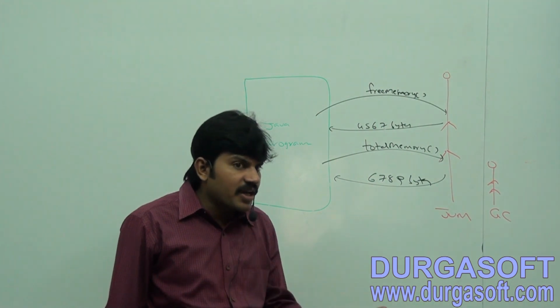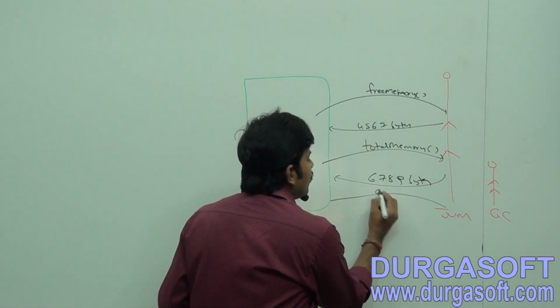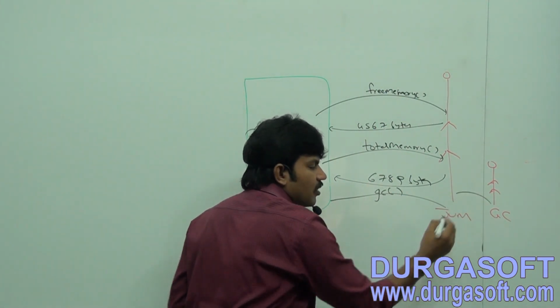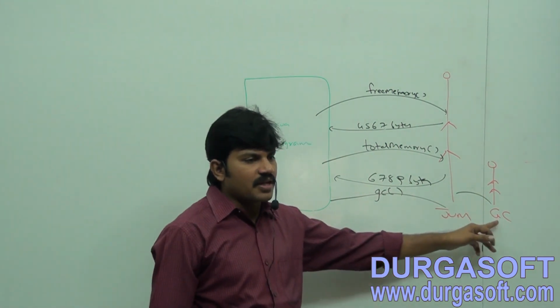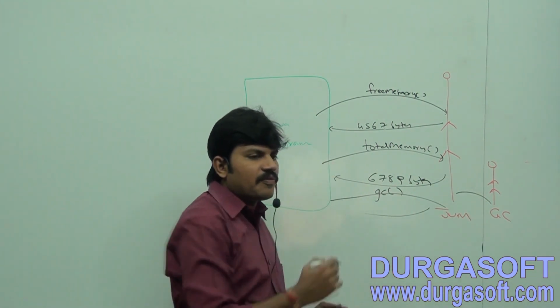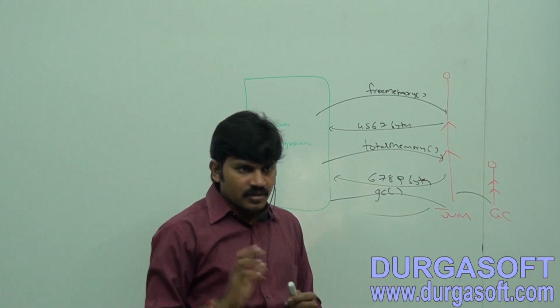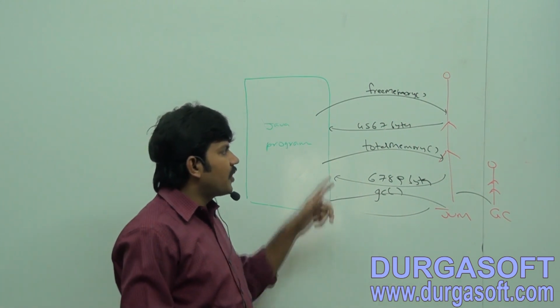If this much free memory is not enough, you can say, can you please run the garbage collector for me? That is nothing but GC. Immediately the JVM is going to run the garbage collector, so that the free memory will be improved. The number of bytes of free memory improves, right? Okay.